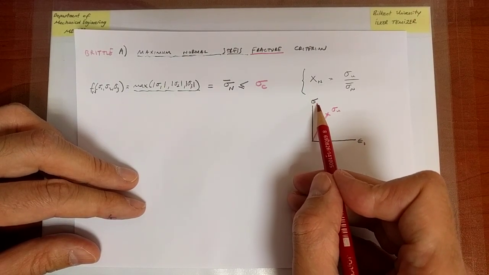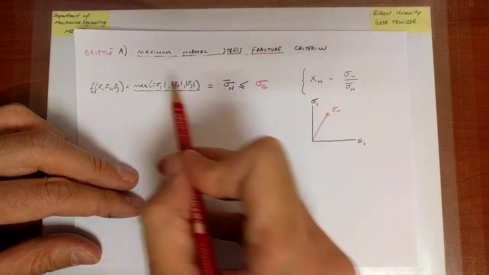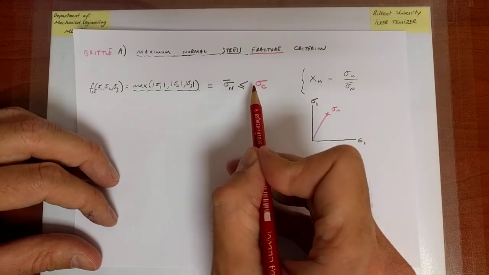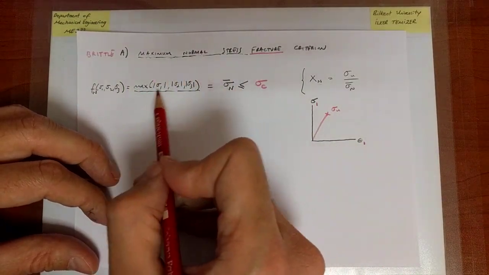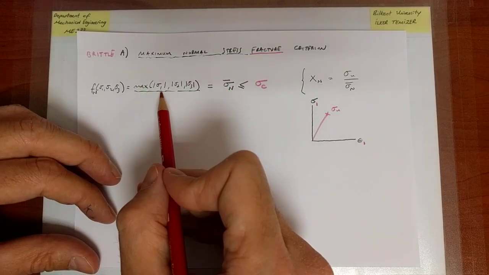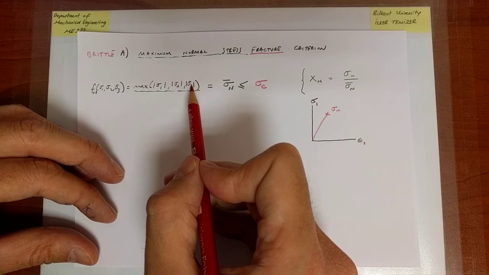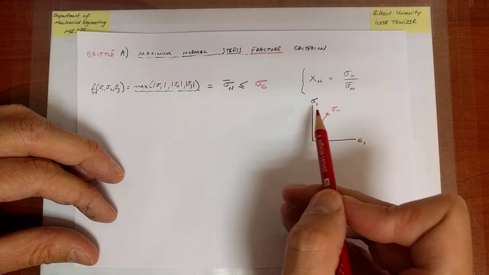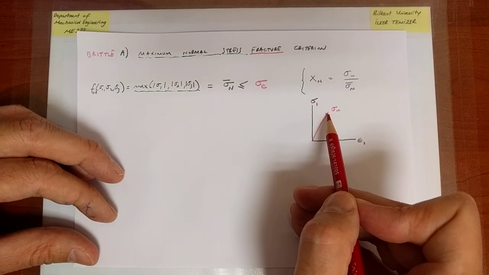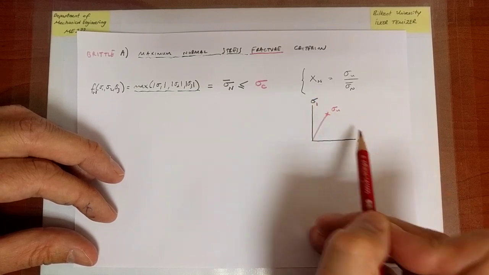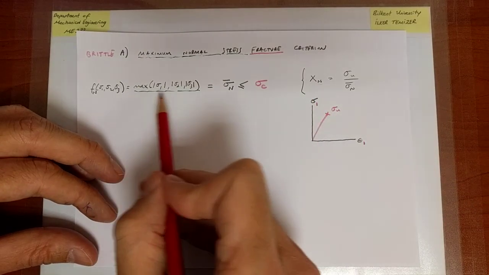Then I plug in that test into this criterion. This criterion works, according to our proposal, for any possible state of loading, including combined loading. However, if it cannot predict the correct failure limit for this very simple state of stress, which is the uniaxial state of stress, then it's good for nothing.